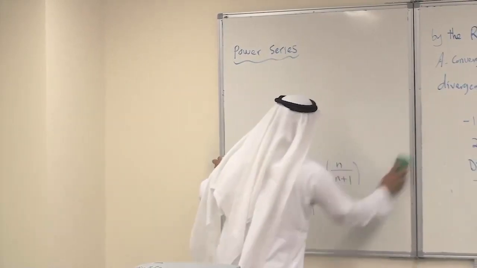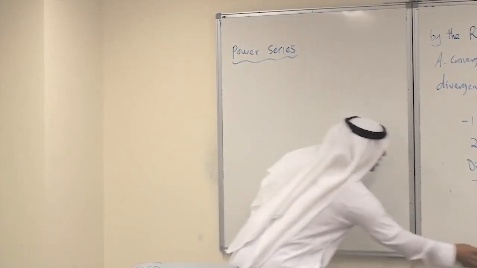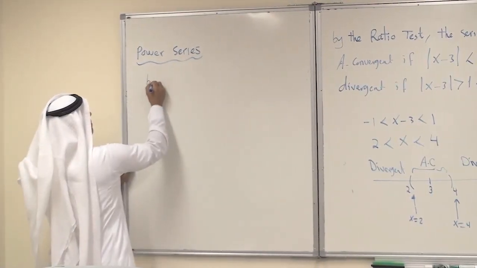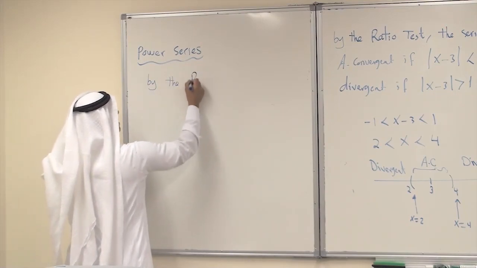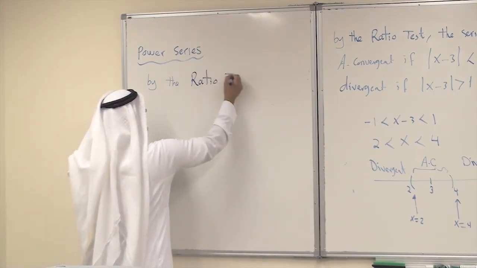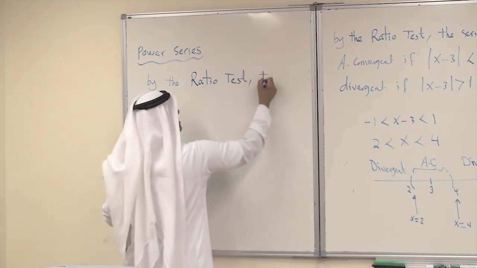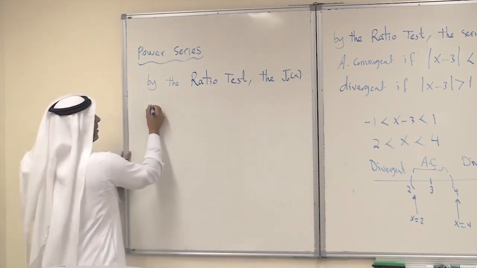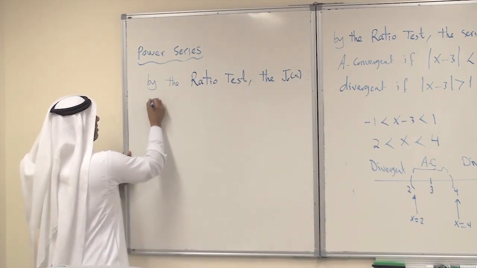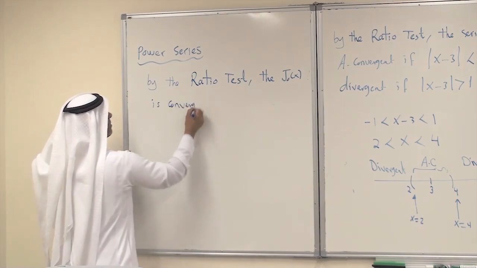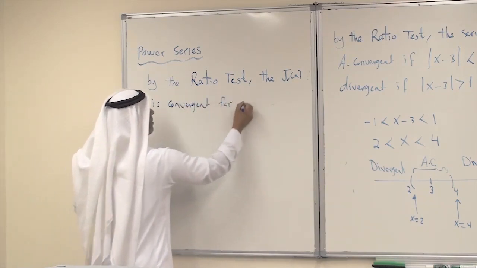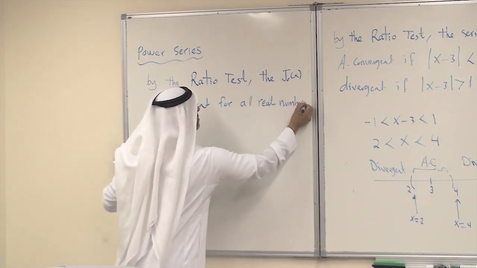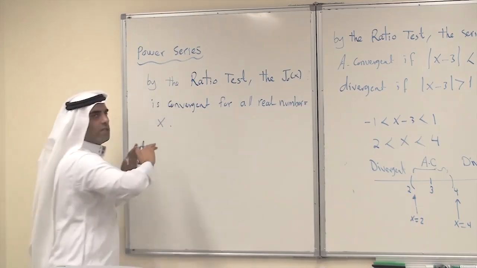Okay. The ratio test says that since the limit is equal to 0, which is less than 1, so by the ratio test, the Bessel function J0 of x is convergent for all real numbers x. It's convergent everywhere, in other words.